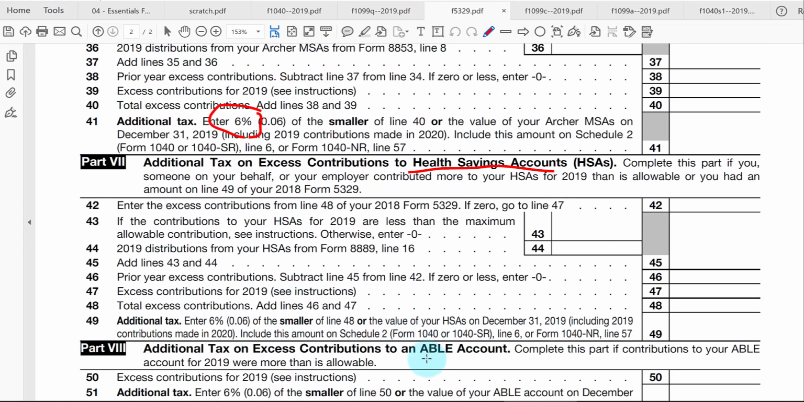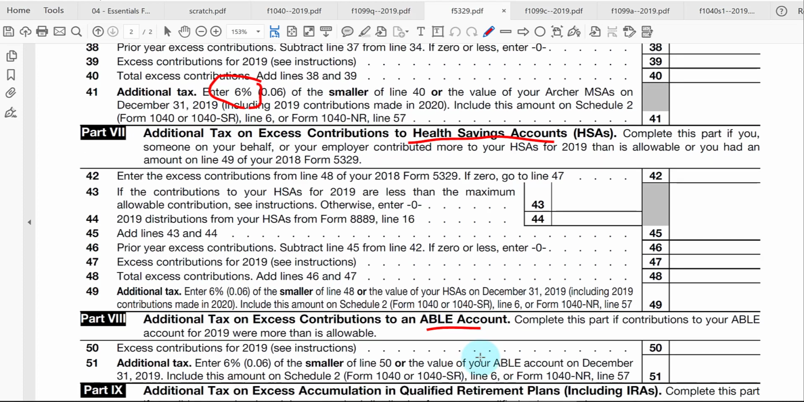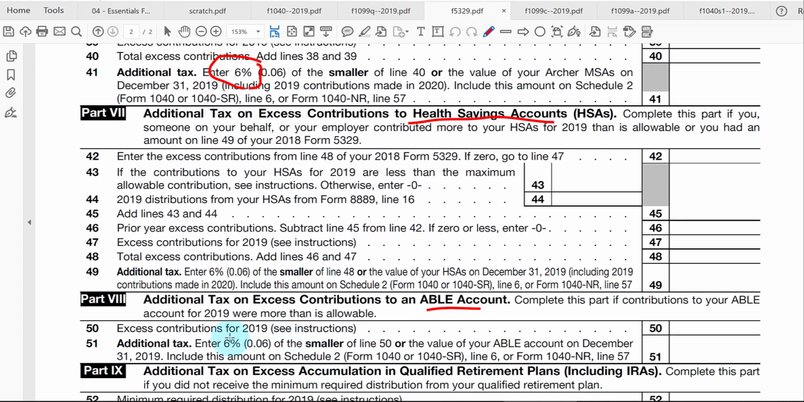And then also ABLE, again, there's a dollar limit. I think it's $16,000 per year. And you've got to stop when the beneficiary is age 26. Otherwise you possibly made an over contribution, penalized at 6%.